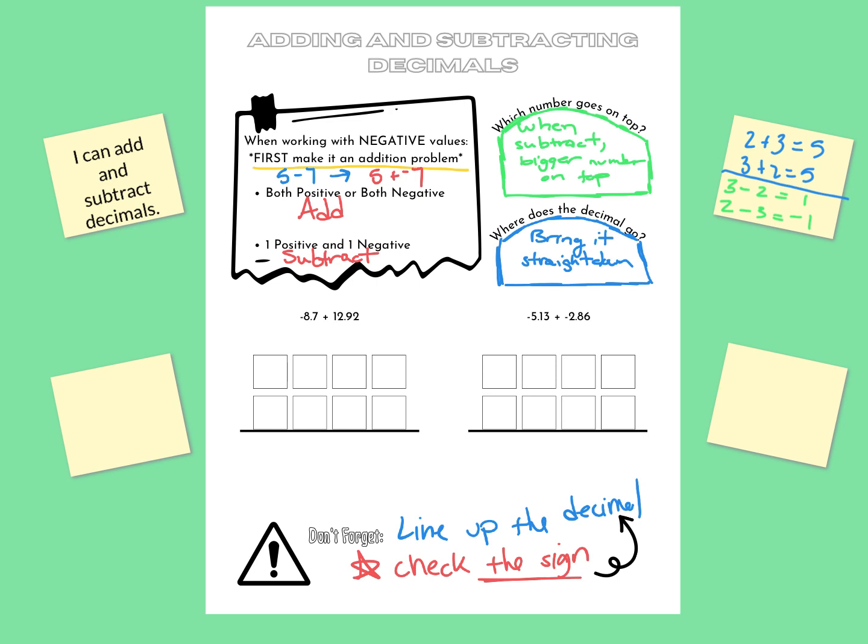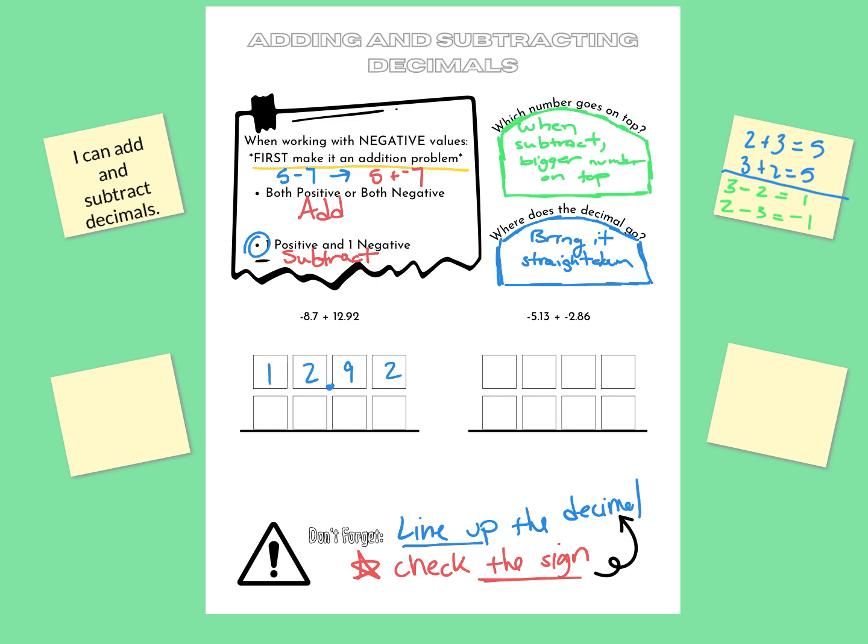So let's get this first one set up. So I have a negative and a positive. One positive, so I have one of each. We're going to follow this rule. We're going to subtract. And we said we're going to subtract with the bigger number on top. So that's 12.92. That means the 8.7 goes on the bottom.